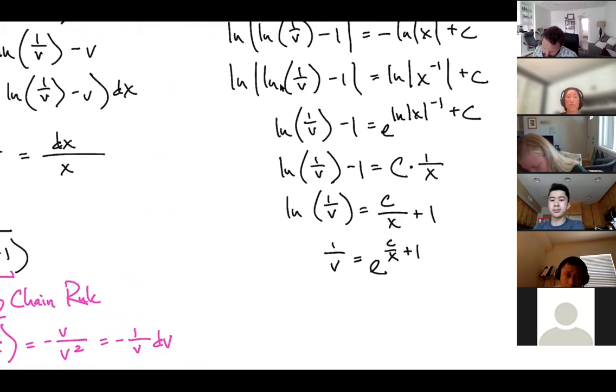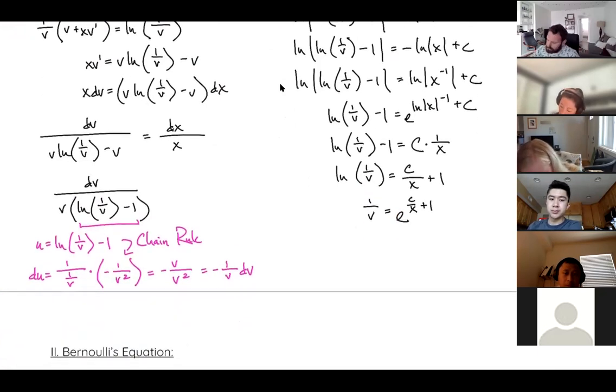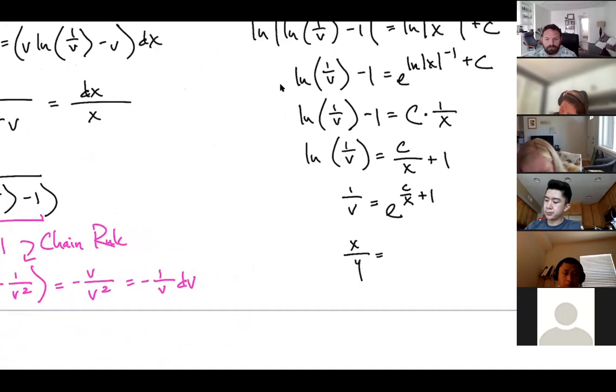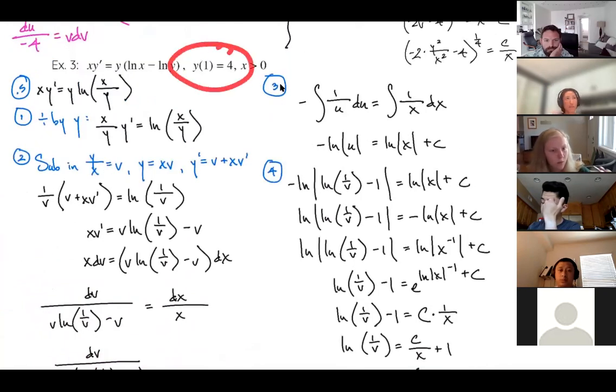And now I'm ready to finally put back in my x over y, or my y over x. Okay, so I have 1 over v. I can replace that with x over y. Because I have a 1 over v, I'm going to replace it with the reciprocal of this, and I'll get x over y. So we'll get x over y equals e to the c over x plus 1. And you can continue to simplify if you want, or because you have x's and y's, you can say, I am ready to plug in those initial conditions.